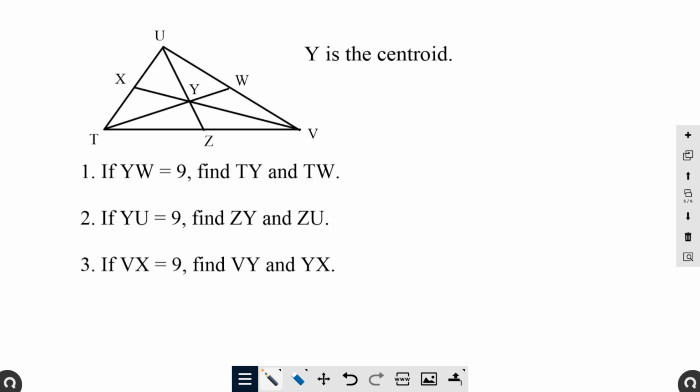Would anybody like to come up and explain number 1? Xavier, you want to do number 2? Okay, you got a question. All right, Xavier's going to explain number 1. Everybody listen.